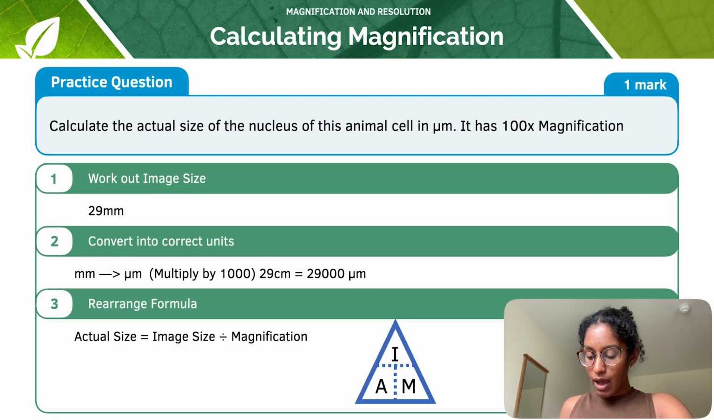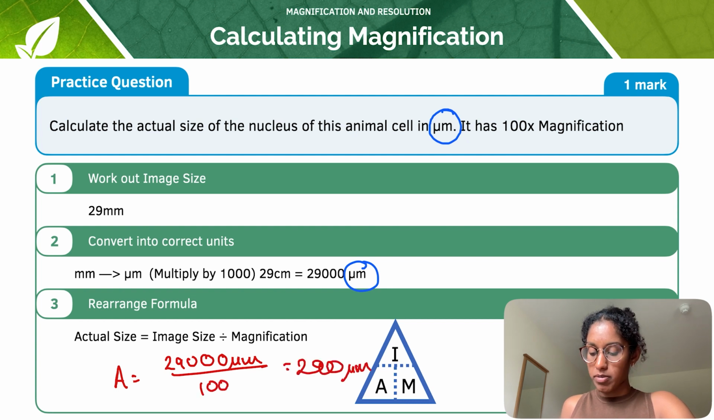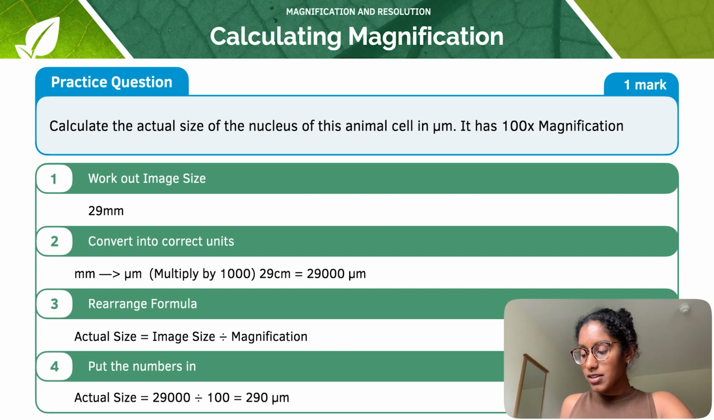Now that we've got our units the same, we've got our image size in micrometers. We can now plop it into the equation, so we know actual size equals image size divided by magnification. So actual size is going to be image size, which is 29,000 micrometers, divided by magnification, which is 100, giving 290 micrometers. And I know that because I've cancelled out those zeros there. So that is our answer right there.